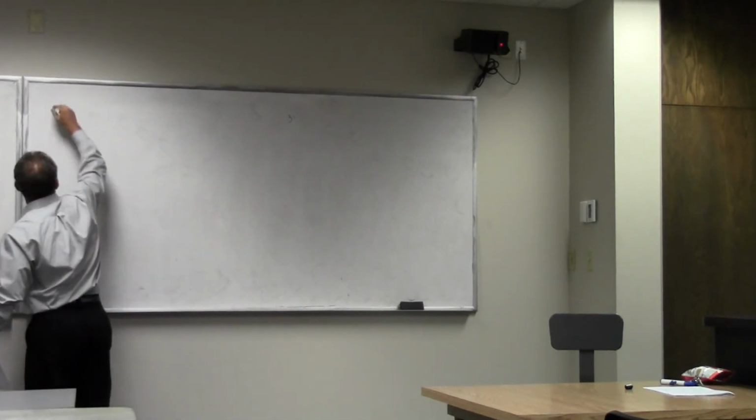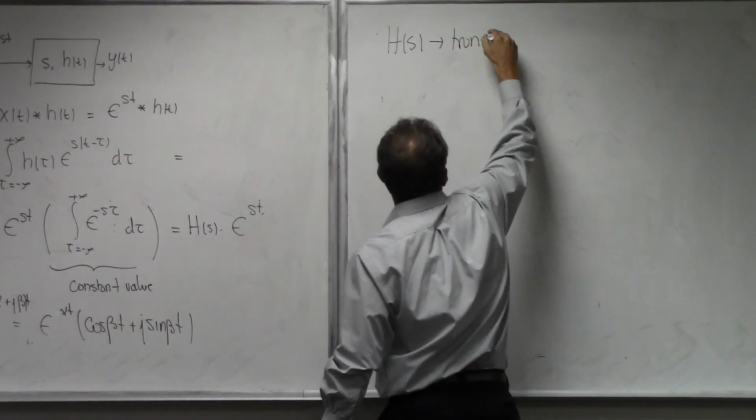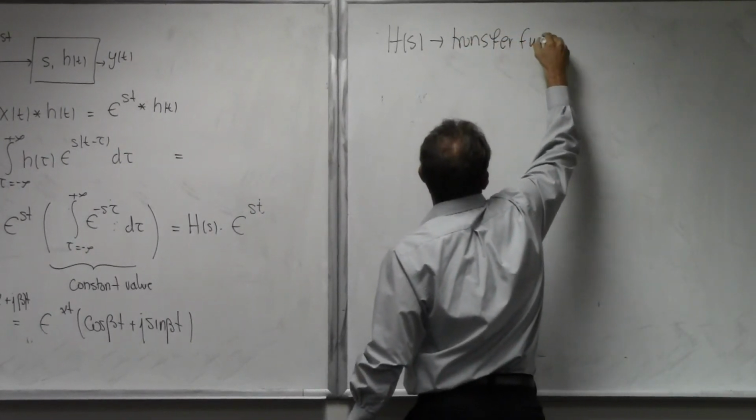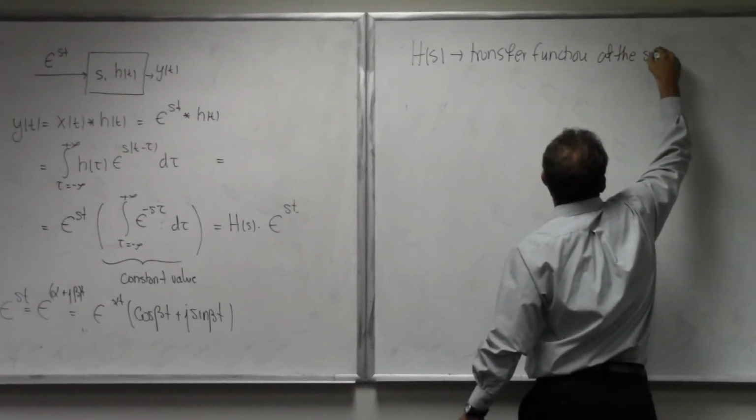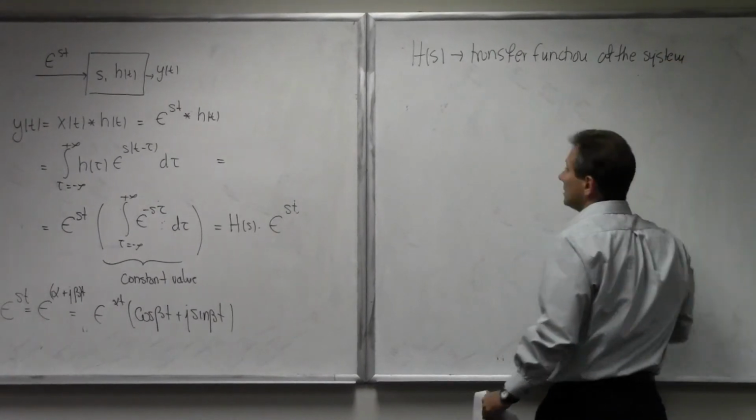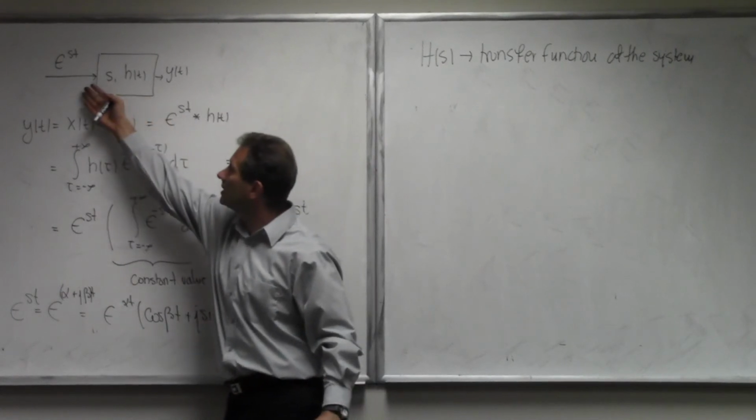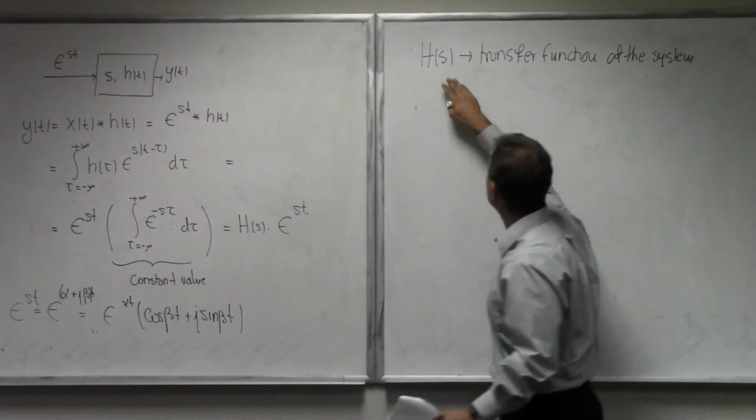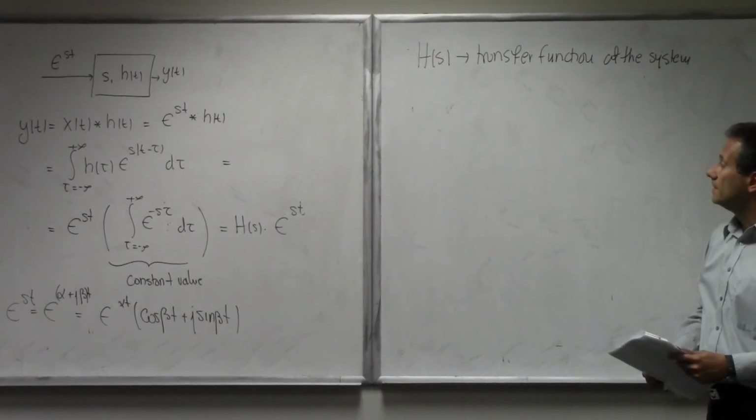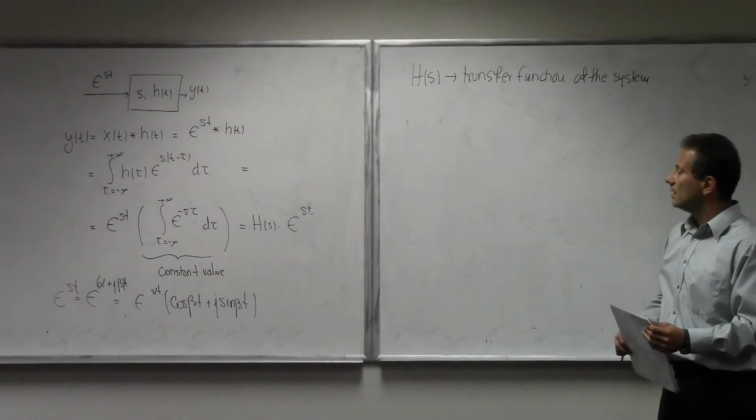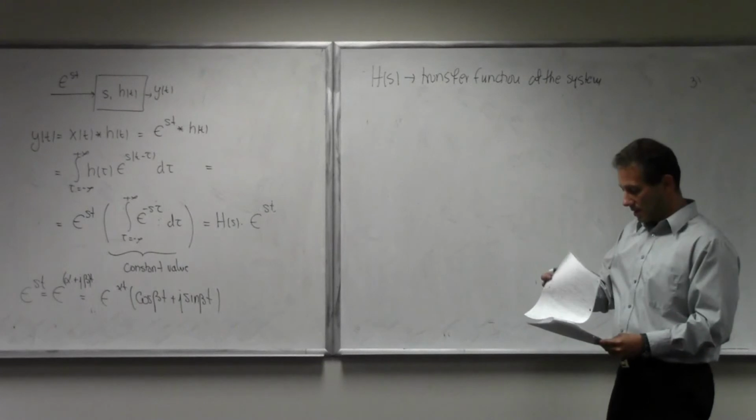So this constant, h of s, is called the transfer function of the system. And it tells us how the system changes the complex exponential, or everlasting exponential, at the complex frequency s. And as I said, for every given s, this is a constant.